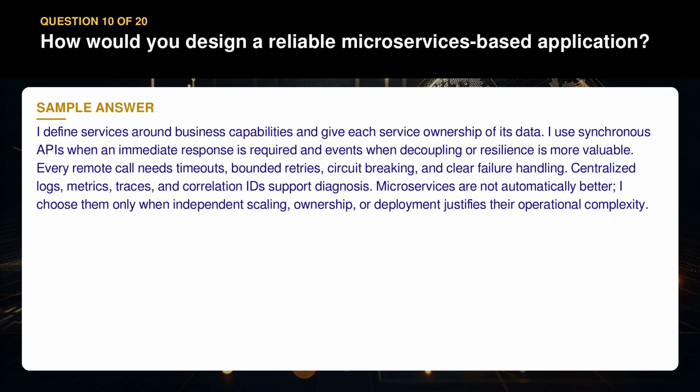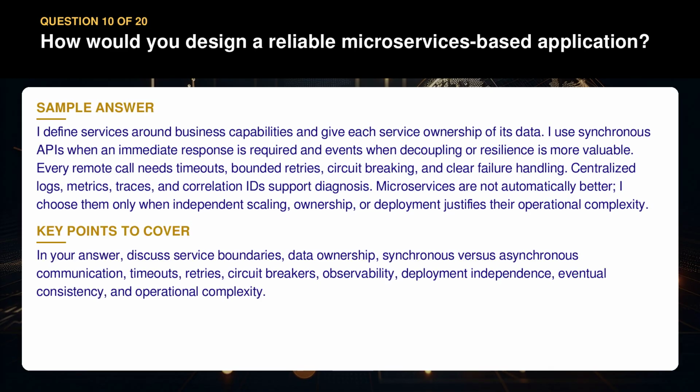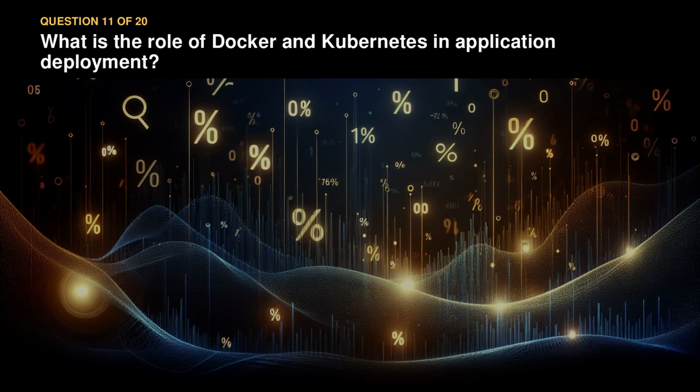Every remote call needs timeouts, bounded retries, circuit breaking, and clear failure handling. Centralized logs, metrics, traces, and correlation IDs support diagnosis. Microservices are not automatically better. I choose them only when independent scaling, ownership, or deployment justifies their operational complexity. In your answer, discuss service boundaries, data ownership, synchronous versus asynchronous communication, timeouts, retries, circuit breakers, observability, deployment independence, eventual consistency, and operational complexity. Question 11.